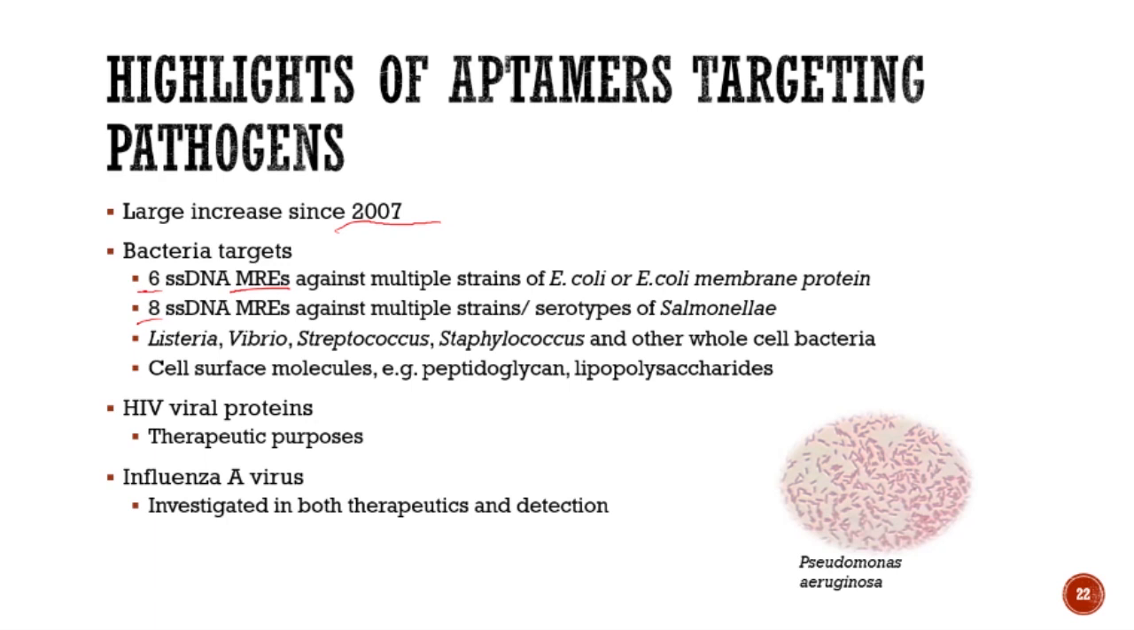You name it. It could also be endotoxins, LPS, peptidoglycans, all these bacterial specific molecules that are the target. Viruses, a lot of research was done on HIV viral proteins. Unfortunately, there's nothing fruitful coming out after all this time. That is an unfortunate thing. Influenza A viruses, in terms of both therapeutics and detection, are a big thing. And what are you thinking? Are you thinking what I'm thinking?